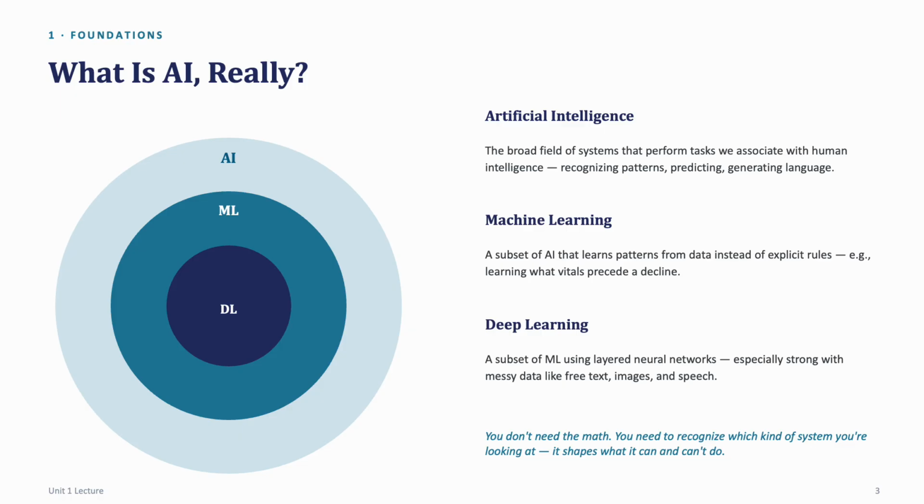Artificial intelligence is the broad umbrella, any system that performs tasks we associate with human intelligence. Machine learning is a subset of that. Instead of following rules a programmer wrote, it learns patterns from historical data. Deep learning goes a step further, using layered neural networks that are especially good at messy, unstructured data like free text or images. You don't need to know the math, you just need to recognize which of these 3 you're looking at, because it tells you what the tool can and can't do.